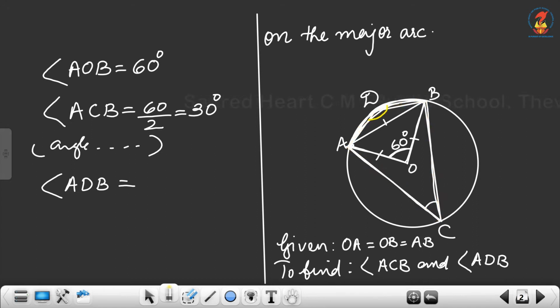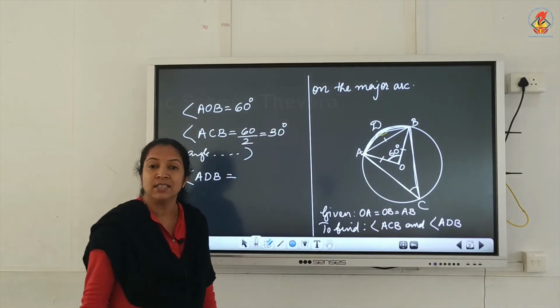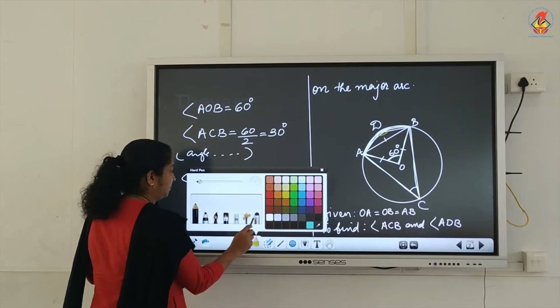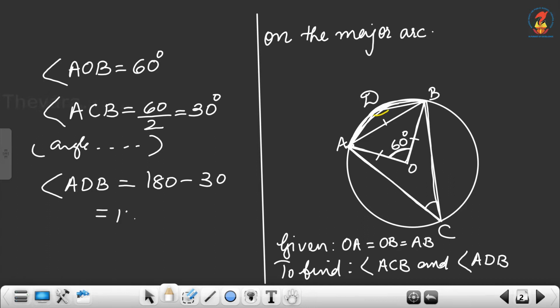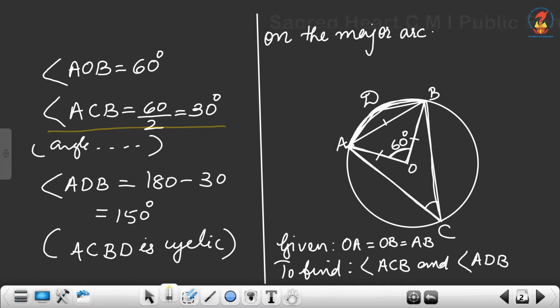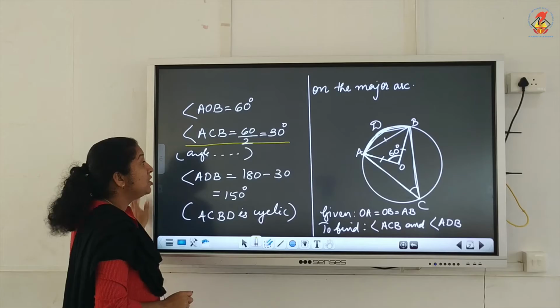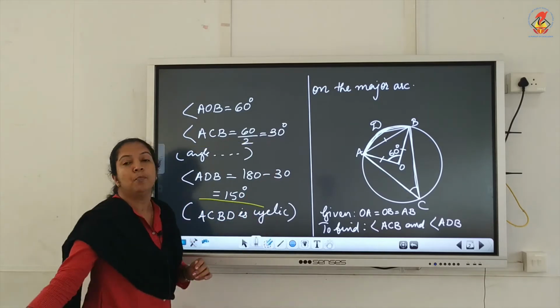So, what about the sum of opposite angles? The sum of opposite angles is 180 degrees. We got this as 30. So, how can you find this? 180 minus 30. Angle ADB is equal to 180 minus 30, which is equal to 150 degrees. The reason is ACBD is cyclic. So, this is the angle made by this chord on the major arc, and this is on the minor arc.